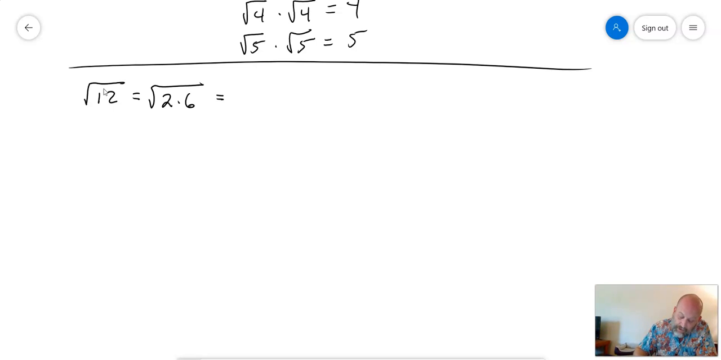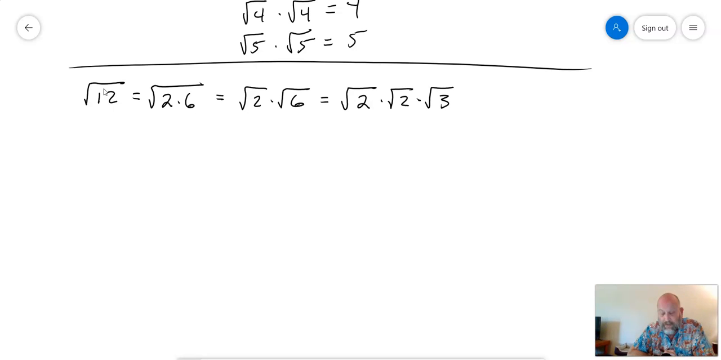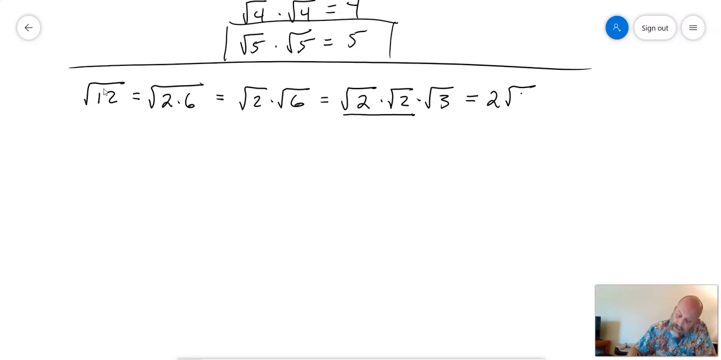And so that means that what I can do is break this up. This is now the square root of 2 times the square root of 6. Now, 6 is 2 times 3. So that means I can break this up as the square root of 2 times the square root of 2 times the square root of 3. Now, we talked about this just previously. In fact, we have part of the example up here still. Anytime I take a root and multiply it by itself, what I get is the radicand. And so when I multiply the square root of 2 times the square root of 2, what I get is 2. And so this ends up being 2 times the square root of 3.